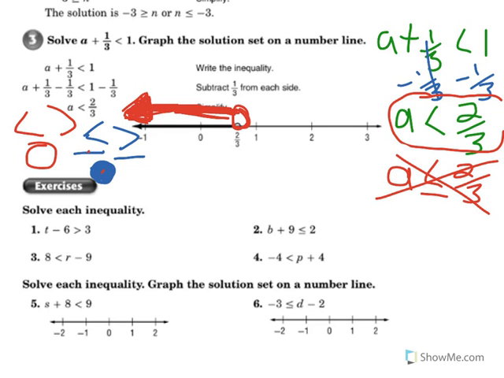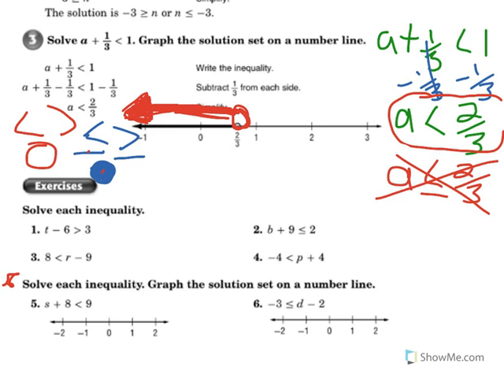Okay, take a look at number 5 at the bottom. The instructions say solve each inequality, graph the solution set on a number line. It says s plus 8 is less than 9. So that means we have to get rid of plus 8. Well, to get rid of plus 8, we're going to subtract 8 from both sides.